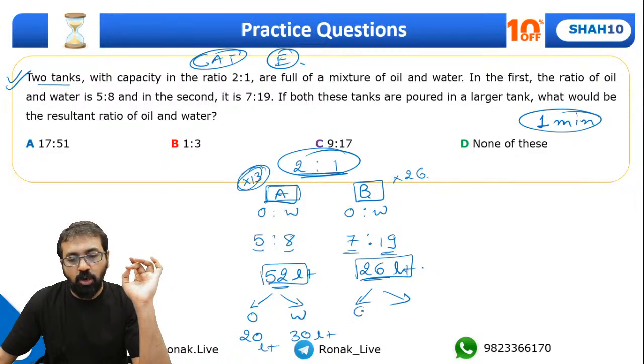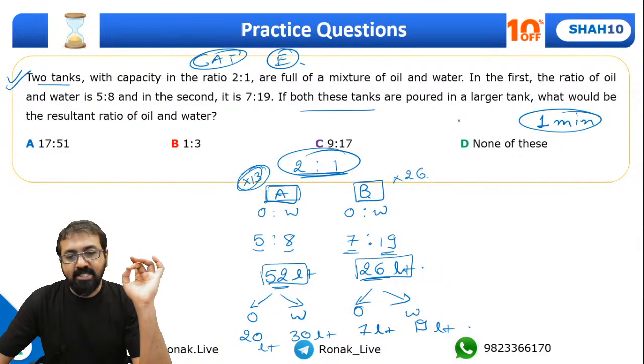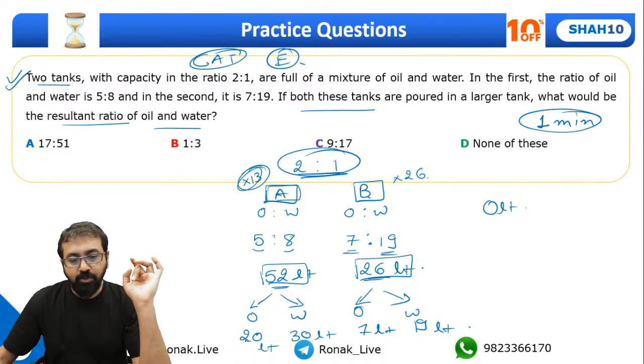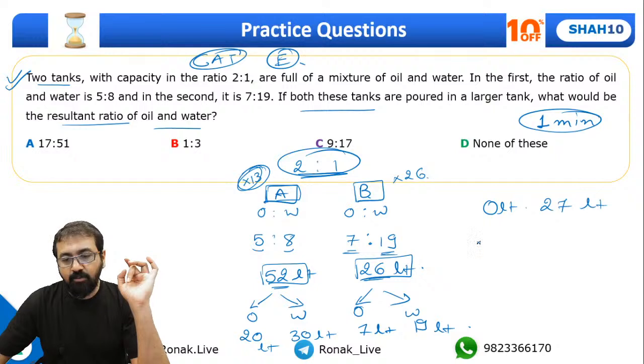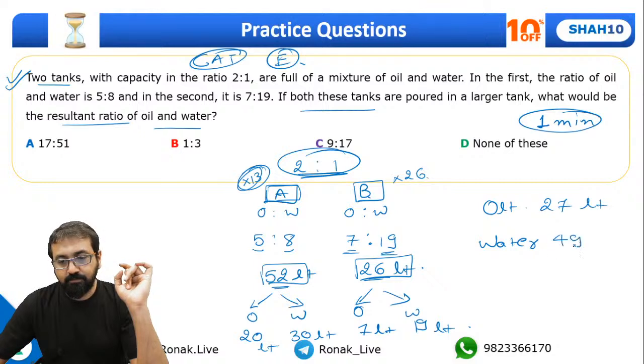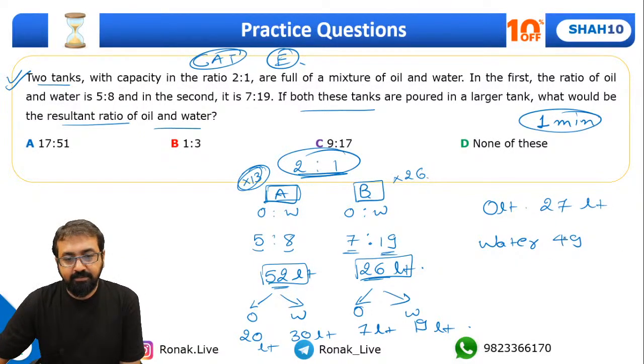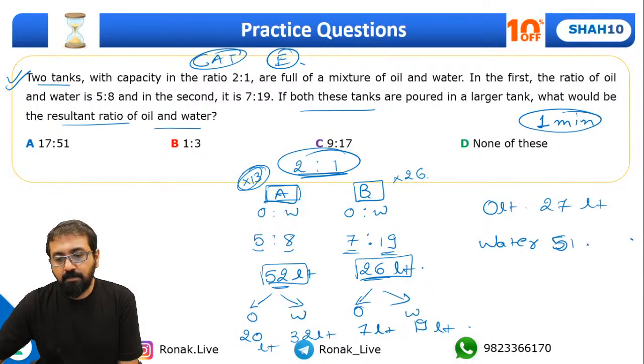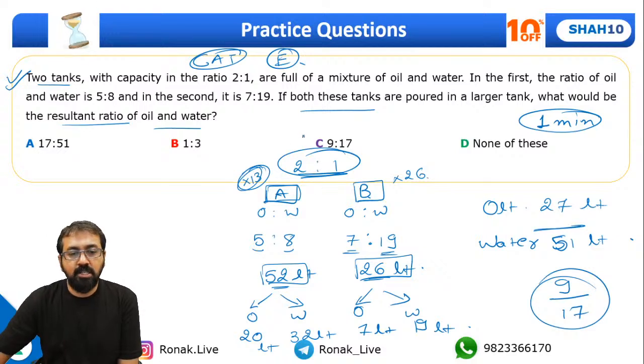So if I do so over here, the oil will come out to be 7 liters and water will come out to be 19 liters. If both these tanks are poured in a larger tank, what will be the ratio of oil and water in this result? Can I say oil will be total 20 plus 7, 27 liters, and water will be 30 plus 19, that is 49 liters. Correct? Sorry, there is a mistake. This should be 32. So 32 plus 19, it's going to be 51 liters. So what is this ratio? 27 by 51, or you can say 9 by 17. This is the ratio, option C.